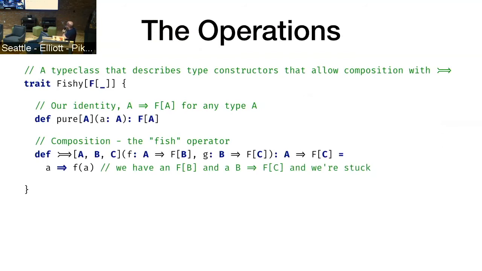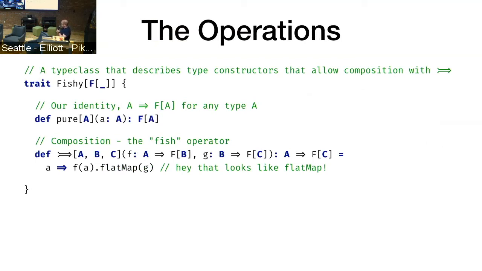So we know we have to take an A. The only thing we can do with an A is apply F to it, and that gives us an F of B. So now we have an F of B and a B to F of C, and we're kind of stuck. We can't really do anything yet. But we have an F of B and a B to F of C, and we want an F of C back. So is there something from Scala's standard library that might work to do this that you've seen before? It looked like flatMap to me.